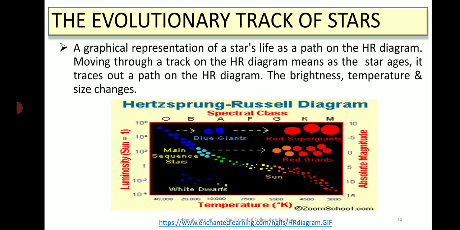So you can see here in the graph the HR diagram, Hertzsprung-Russell diagram. There is a variation of luminosity versus temperature, absolute magnitude versus temperature for different spectral classes. You can see there are different stages of stars like red supergiants, red giants, white dwarfs, sun, blue giants, and main sequence stars shown in the graph.